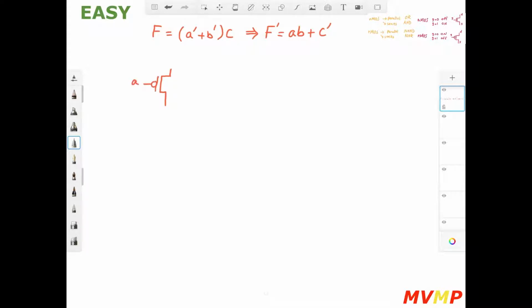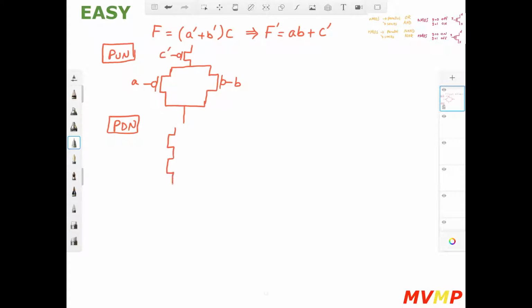So what you do here is you're going to be putting the A and the B in parallel because they are ANDed. In a pull-up network, when they are ANDed, you're going to be putting them in parallel. And since the C prime is ORed, you're going to be putting that in series with the A and B for the pull-up network. And when you go ahead to do the pull-down network, it is the complete opposite. So wherever they were in parallel, now it's in series. And wherever it was in series, now it's in parallel.